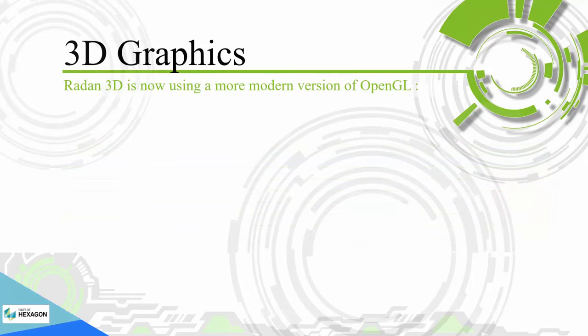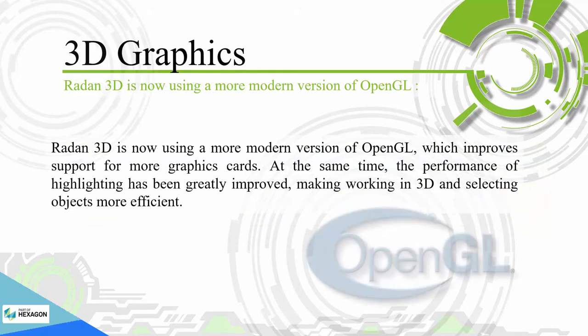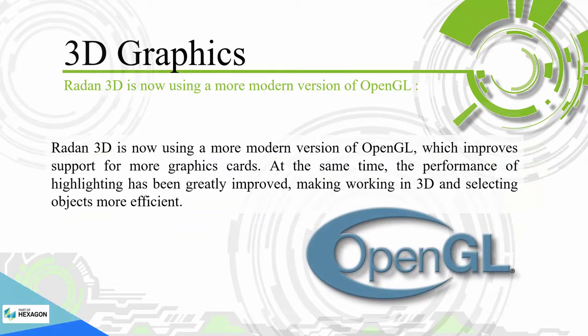3D graphics. Radan 3D is now using a more modern version of OpenGL, which improves support for more graphics cards. At the same time, the performance of highlighting has been greatly improved, making working in 3D and selecting objects more efficient.